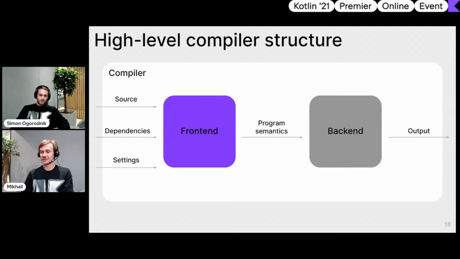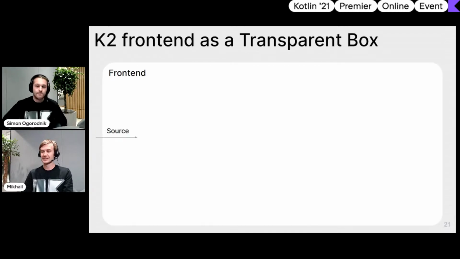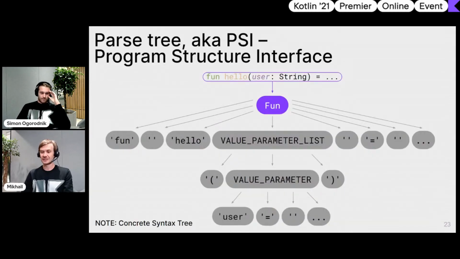The talk of K2 is mostly about a front end, so let's consider our front end in more detail as a transparent box. At the beginning, we have source code. Then the parser runs and generates a parse tree. What is a parse tree? In the Kotlin compiler, we use the structure from the IDEA platform here. It's the program structure interface, or just PSI, and it's a concrete syntax tree. The word concrete means here that we do not drop any information while building the syntax tree. For example, we keep all comments, we keep all parentheses, and so on.